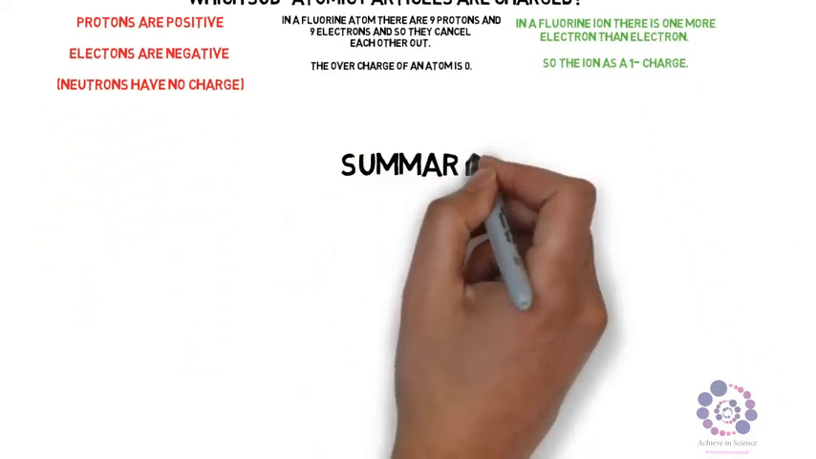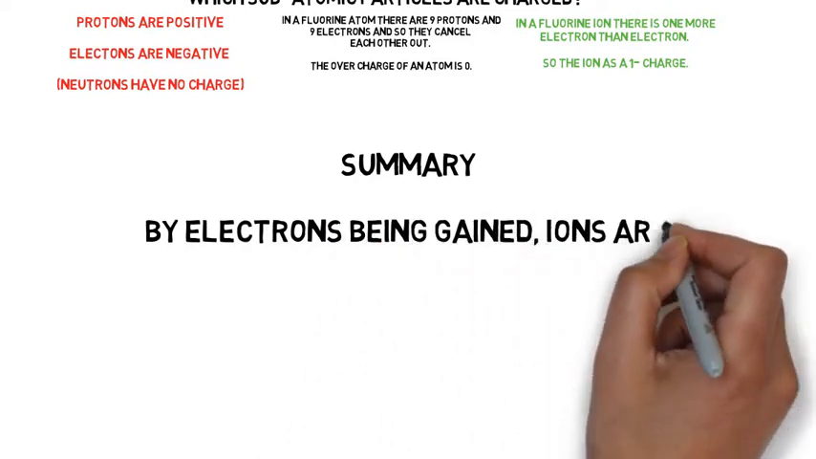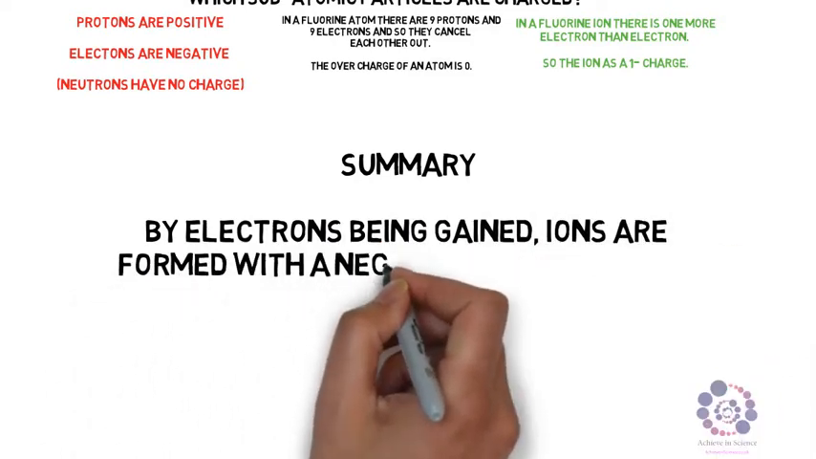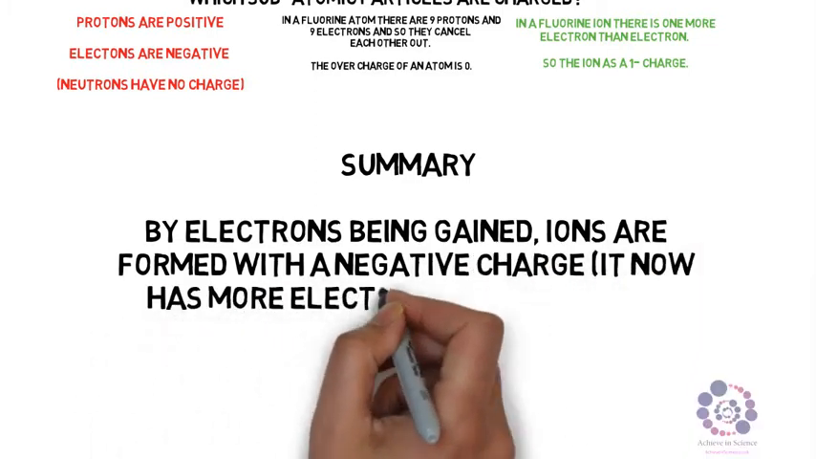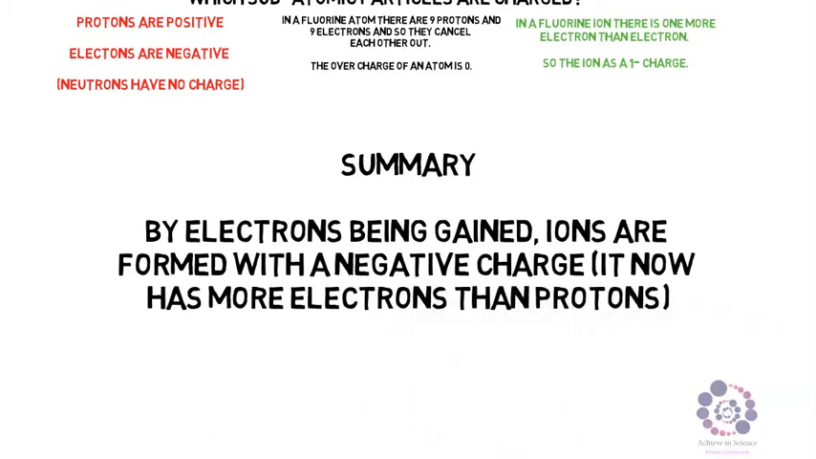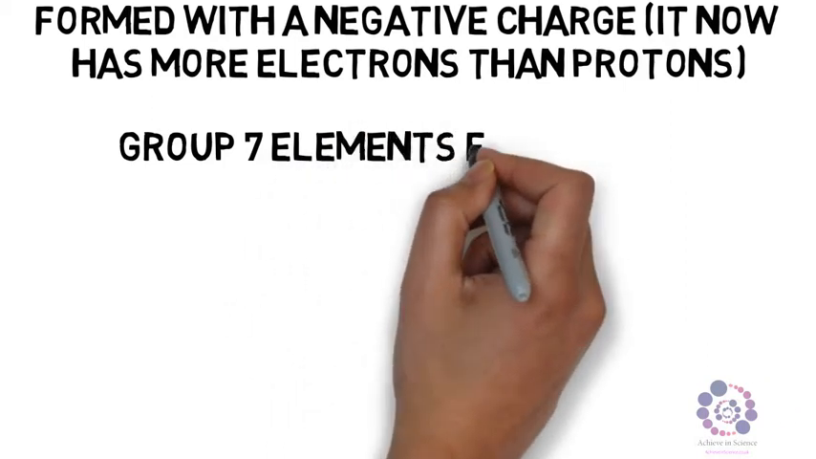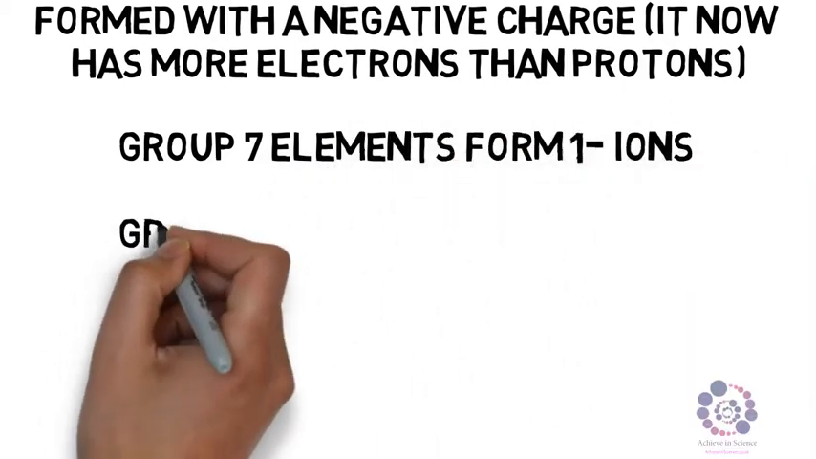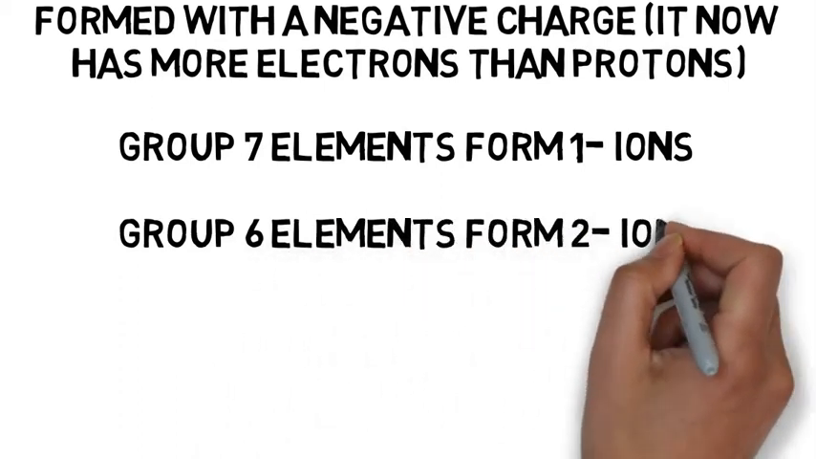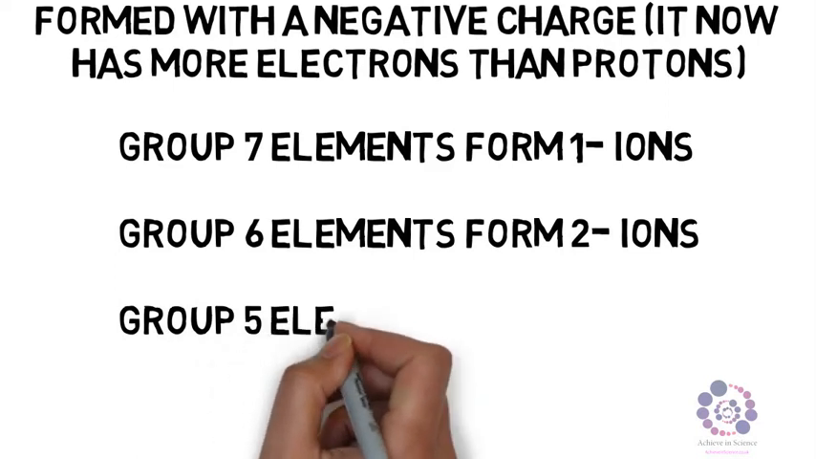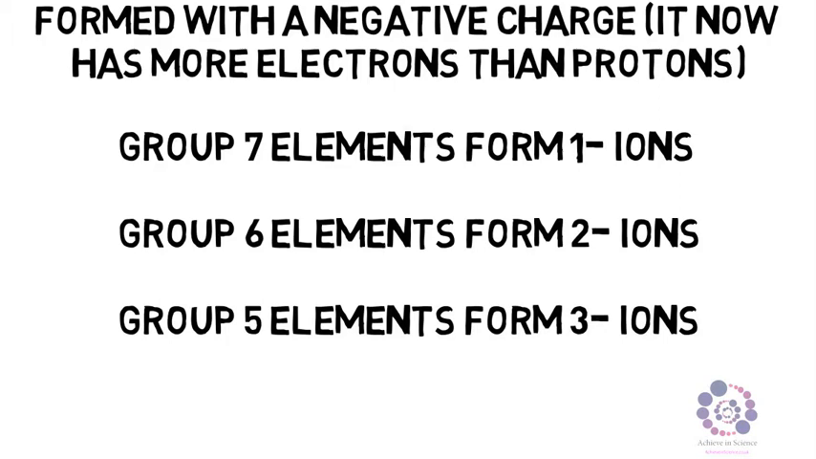So in summary, by electrons being gained, ions are formed with a negative charge, as they now have more electrons than protons. Group 7 elements will form 1 negative ions, because they gain 1 electron to have a full outer shell. Group 6 elements will form 2 negative ions, as they need to gain 2 electrons to have a full outer shell. Group 5 elements will form 3 minus ions because they need 3 electrons to have a full outer shell.